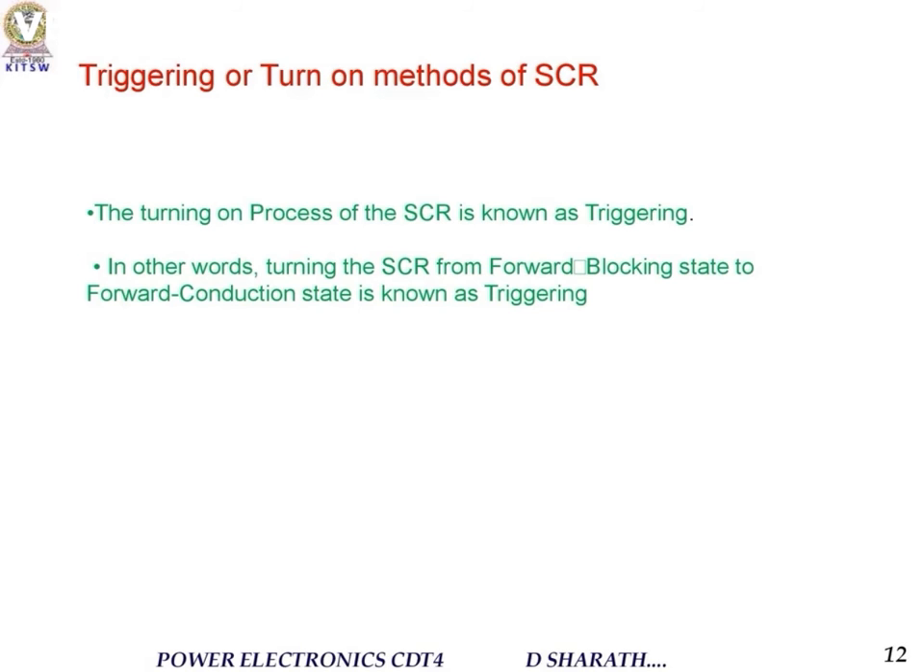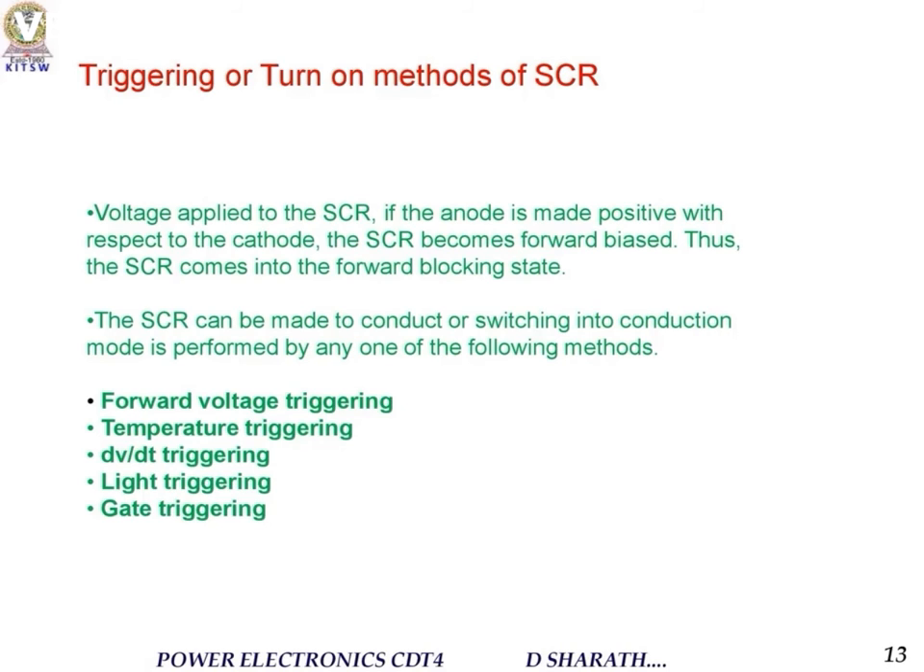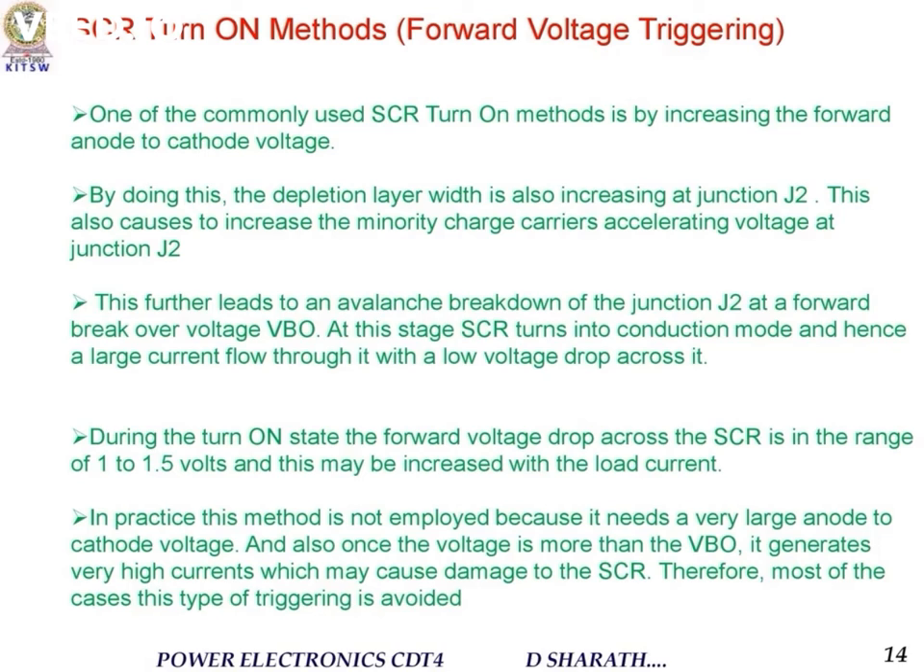And there are some triggering methods of SCR. Triggering methods are used to turn on the SCR, that is, to take the SCR from the forward blocking state into forward conduction. There are mainly five methods of triggering: forward voltage triggering, temperature triggering, dV/dt triggering, light triggering, and gate triggering. Forward voltage triggering is the most popular, widely used method, because we can trigger by increasing the voltage between anode and cathode.